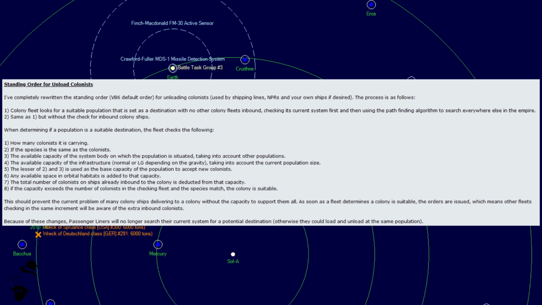Yeah. Because so many people spent time building up colonies within Sol, and if you can't rely on the civilians to do that, you're going to have to do that with your own shipping.